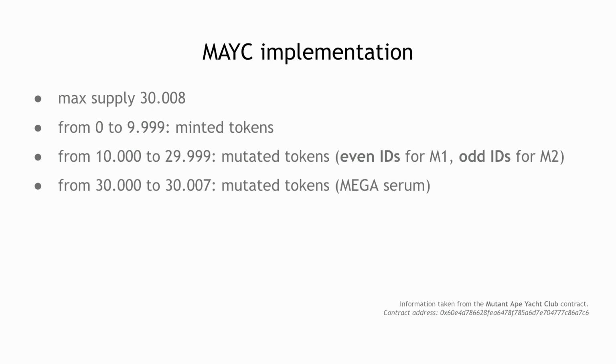The contract state will hold data about which token was mutated and what type of serum has been used. External services will be able to query the contract in order to get that information and react accordingly.